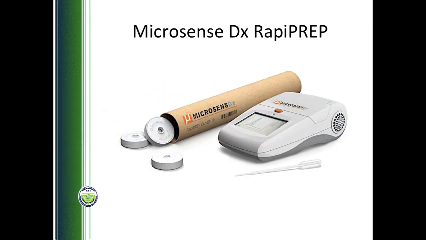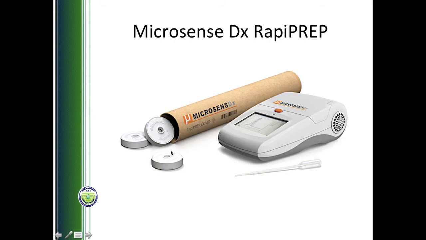There is one more interesting system known as Microsense RepiPrep. Now Microsense RepiPrep is also using cartridges, and these cartridges are coin-like discs. Within this coin-like disc there is an opening from where you need to add the sample, and then these cartridges are placed in this very small pH meter like machine where the reaction is carried out and the result is displayed.